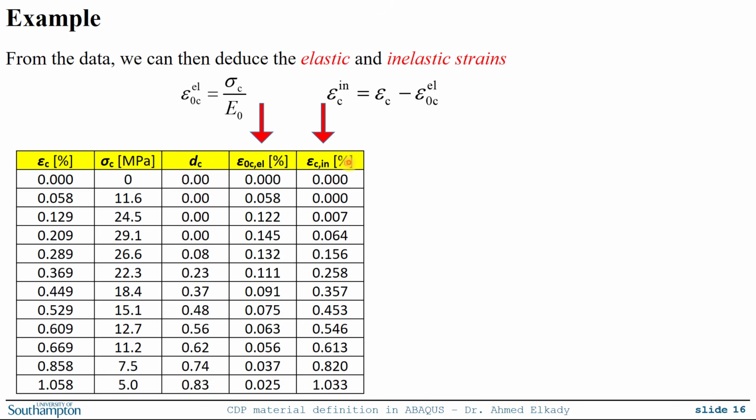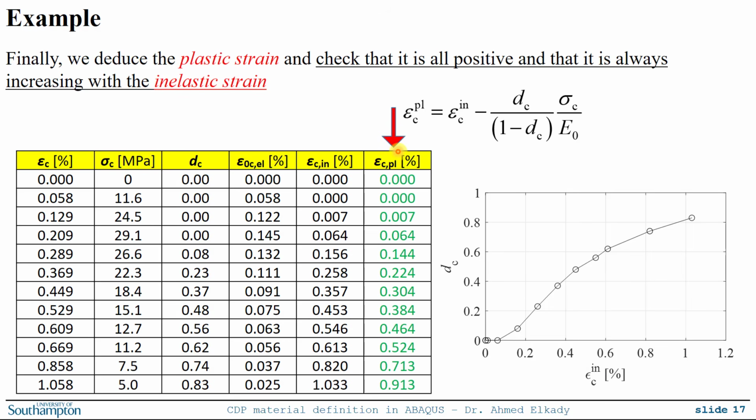But before you do that, you need to double check to make sure that the plastic strain will not be negative and that it will be monotonically increasing always. Before ABAQUS tells you there is an error, just do the check yourself. We deduce the plastic strain using the formula that ABAQUS will use, and then we need to check that all numbers are positive. Here I did that, and all the numbers look positive, so that's good. And I make sure that it's always increasing. Yes, it looks like it's always increasing monotonically, so that's fine. Now the data is checked.